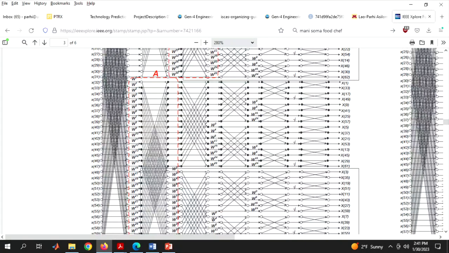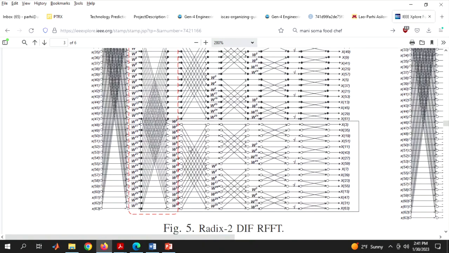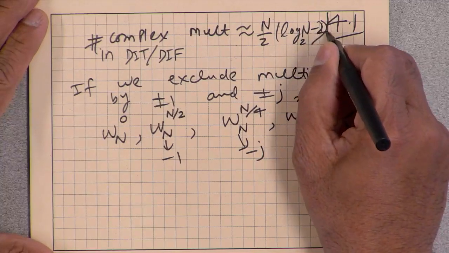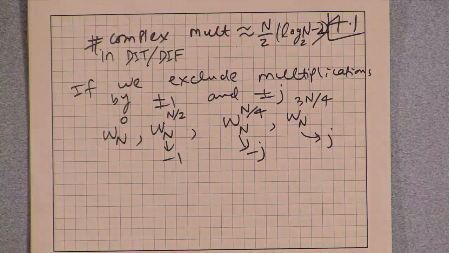But if we want to get rid of the trivial multiplications, this is going to have 0 and 16, so that's 2. So this will be n by 4, n by 4 minus 2 here and 2 on the top, so minus 4. Okay, so I think I can now write down the multiplications. So this is really n by 2 times log n minus 2.